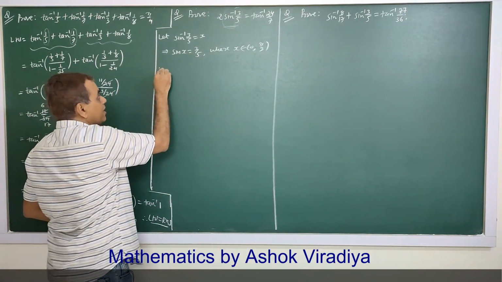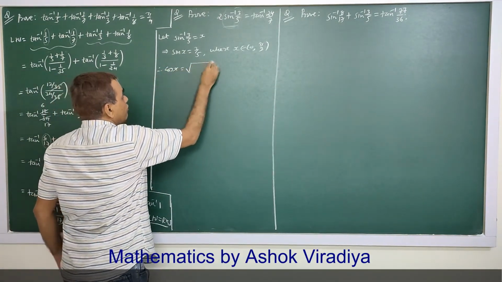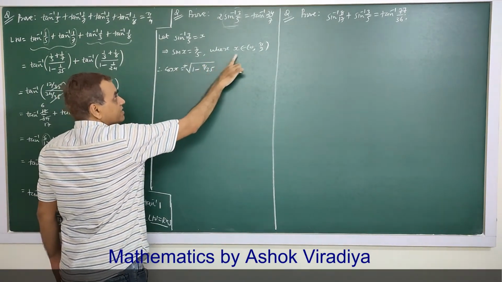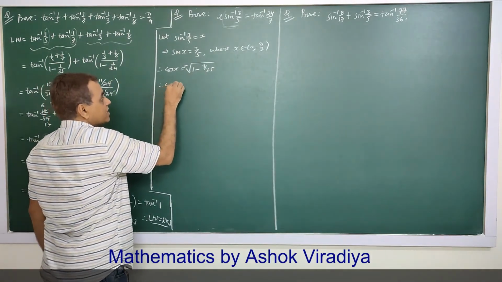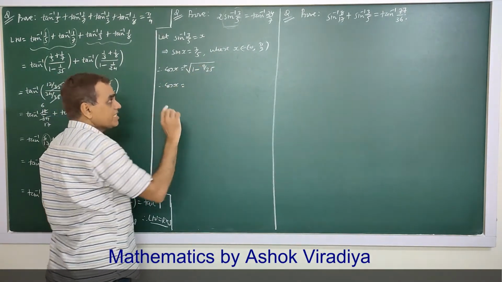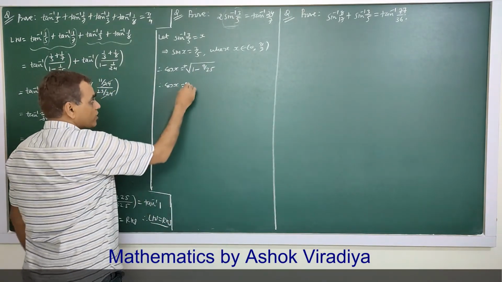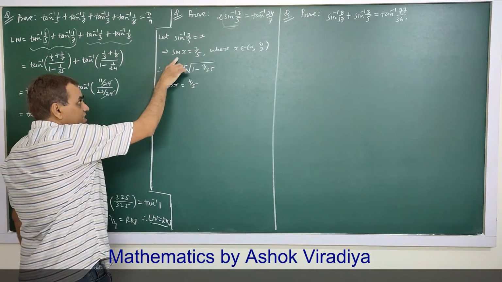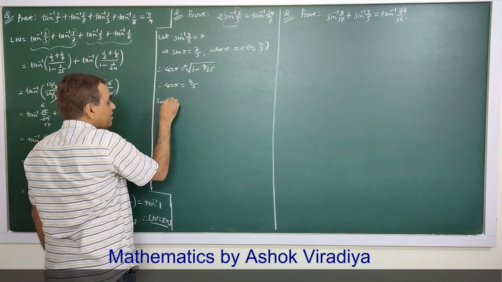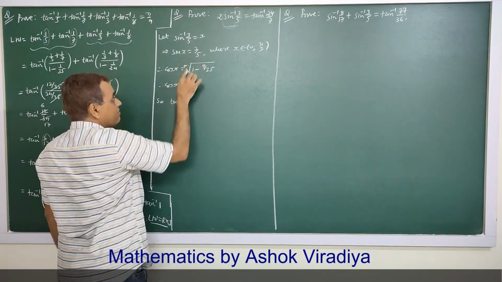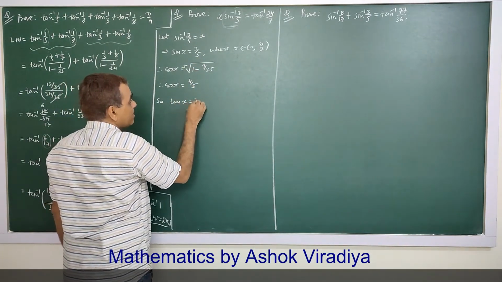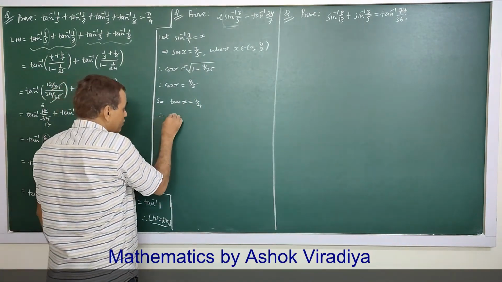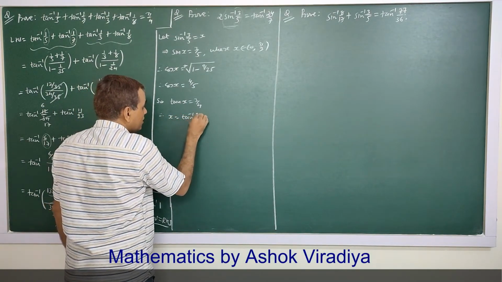Sin x is 3 by 5, so cos x is square root of 1 minus 9 by 25. This will be positive because x is in the first quadrant. So cos x is equal to square root of (25 minus 9) upon 25, that is 16 upon 25, its square root is 4 by 5. Sin x is 3 by 5, cos x is 4 by 5, so tan x is 3 by 5 upon 4 by 5, that is 3 by 4. Tan x is 3 by 4, therefore x is tan inverse 3 by 4.